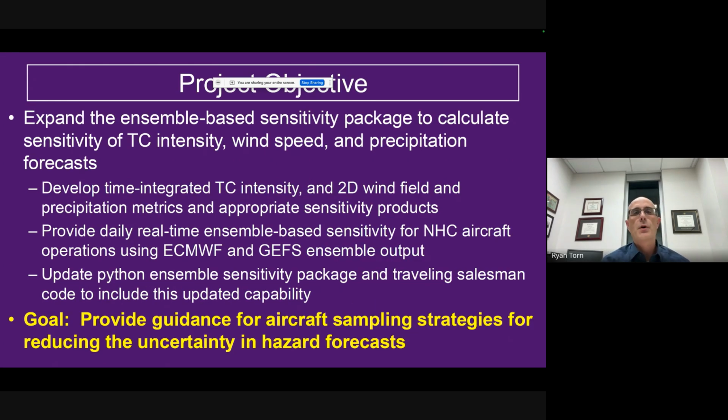And so the goal of this project, as I said, was to expand this ensemble sensitivity package into TC intensity, wind speed, and precipitation forecasts. To do that, we had to develop some metrics for measuring the intensity, the 2D wind field and precipitation, and have it do so in an automated way. It couldn't be something that a forecaster would have to always go in and do themselves.